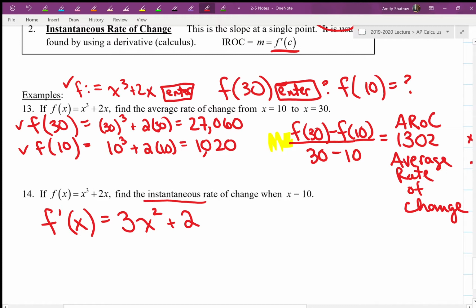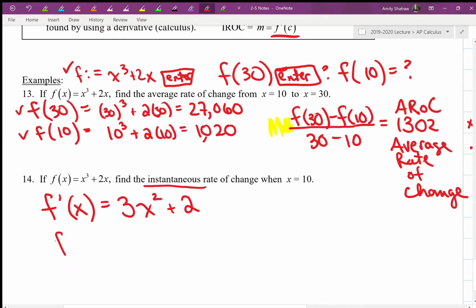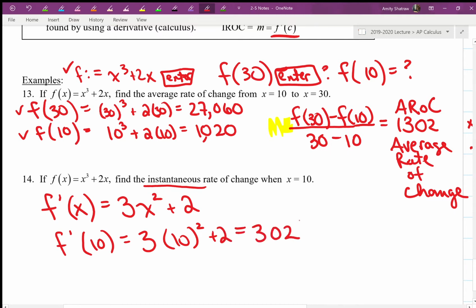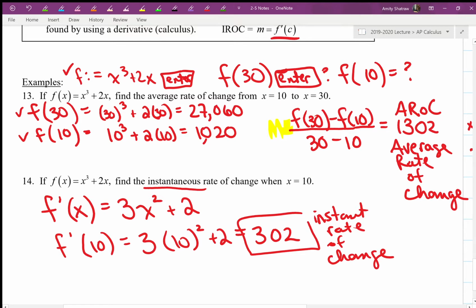If I want to know what the instantaneous rate of change is when x equals 10, all I have to do, ready, is plug in 10. So my answer will be 3 times 10 squared plus 2, which I did plug into a calculator, is 302. That is my instantaneous rate of change.